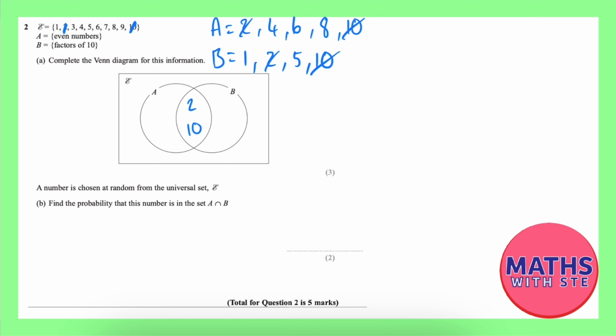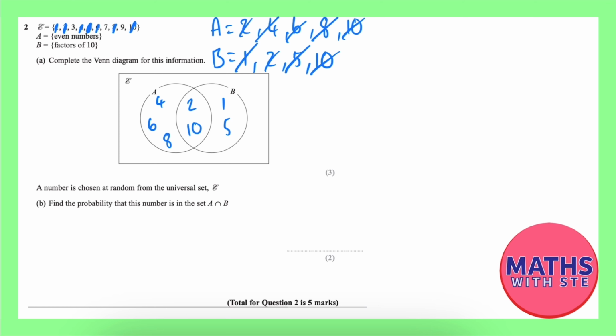What's left in A? We've got 4, 6, and 8. So I'm going to put 4, 6, and 8. Now they're in A, but they're not in B, so that's why they're not in the intersection part. Cross them off there, and cross them off here. Okay, and what's left in B? We've got 1 and 5. Done. Cross them off, 1 and 5.